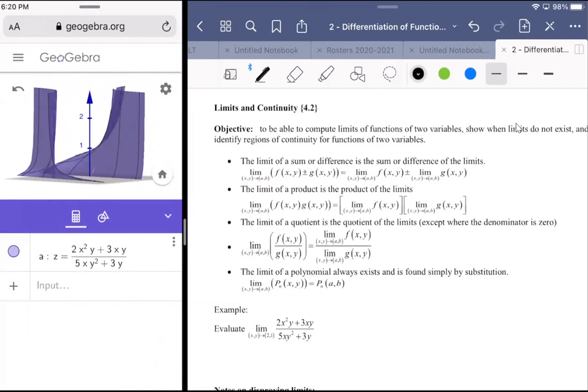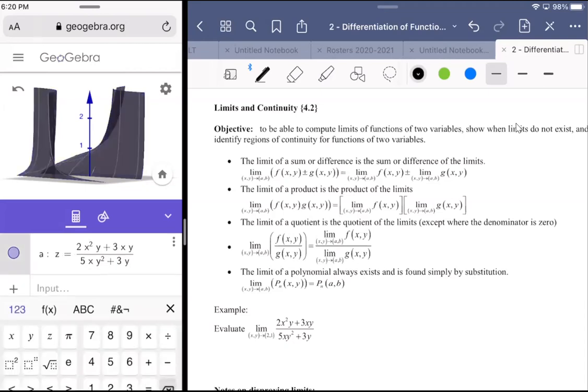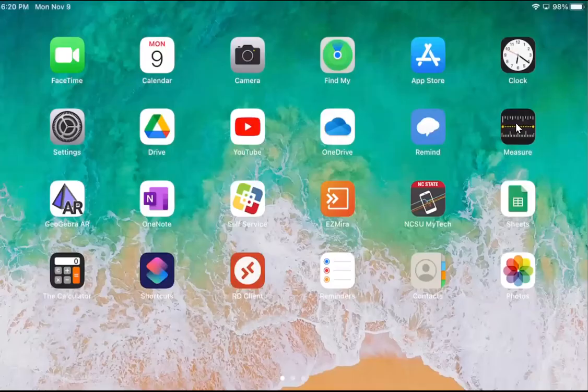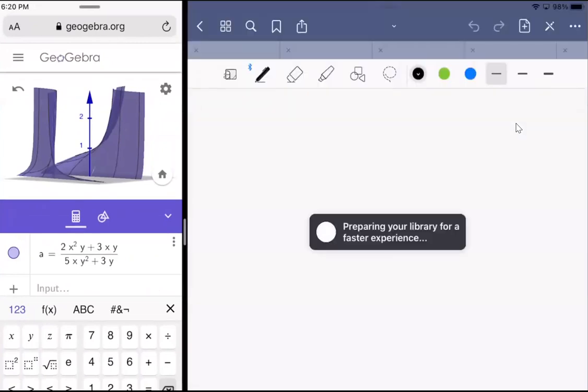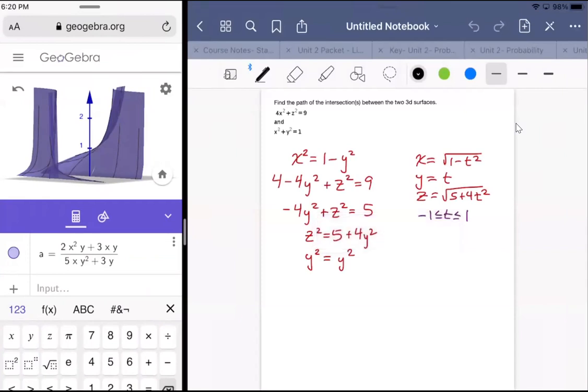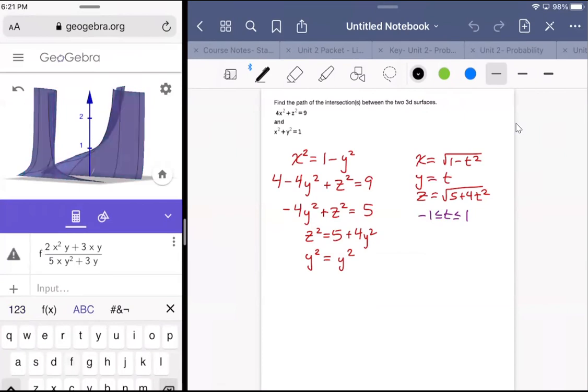Now it's just a question of, okay, well, what does that give us when x is equal to 2 and y is equal to 1? Sometimes it gives a nice clean answer. Sometimes it doesn't. All right. If you want, there's nothing wrong with just playing around with the notation here. And watching your iPad crash. That's always the fun part. Oh, it's preparing my library for a faster experience by crashing.